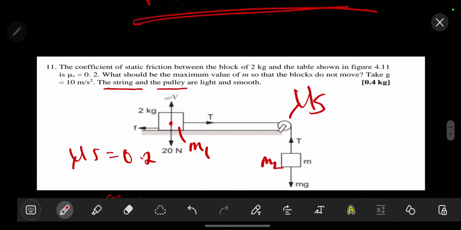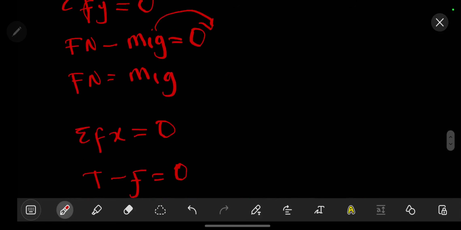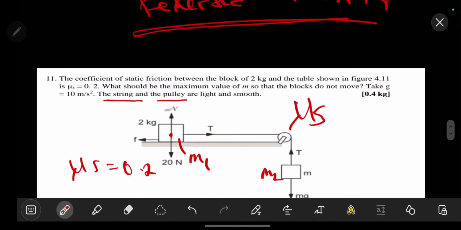Now what have we been asked? The maximum weight of that. So now, remember, this is just one string, and it's only passing over one pulley system. That means the tension in here is the same as the tension there.